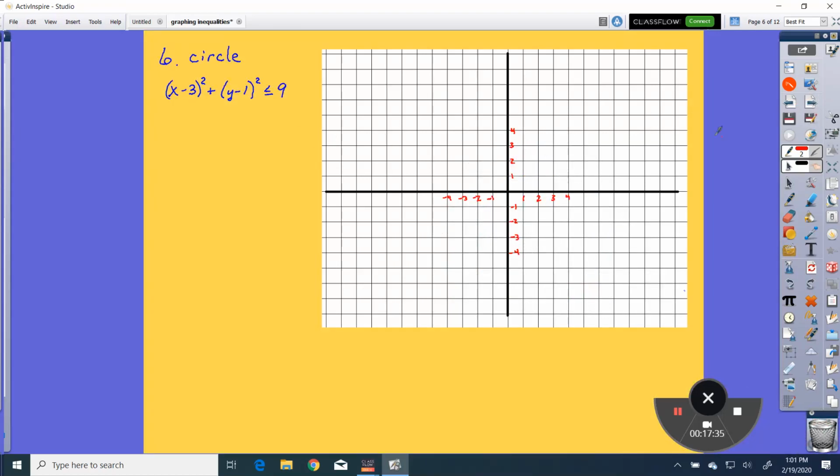So number 6, another circle. Opposite of the negative 3 is positive 3. Opposite of negative 1 is positive 1. X goes with x, y goes with y. So the center is 3, 1. The square root of 9 is the radius, so that equals 3. So I go up 3, right 3, down 3, left 3. Okay? Draw your circle the best you can.